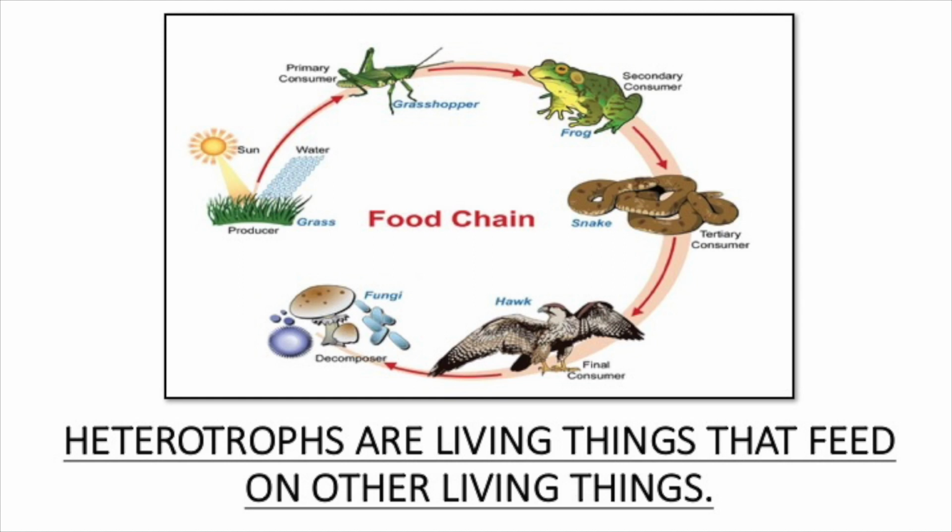And you can see it's like a food cycle, because living things that eat other living things will then be eaten by another living thing. Like the grasshopper that eats the grass will be eaten by the frog. And then the frog will be eaten by the snake. Then a big bird will come along like a hawk and will eat the snake. And then eventually the hawk will die. And then the hawk will decompose and be eaten by the fungi. And this is what we call the food cycle, where all the living things feed off each other.